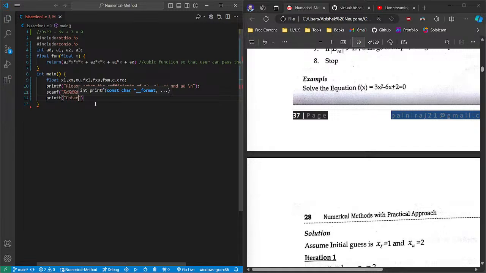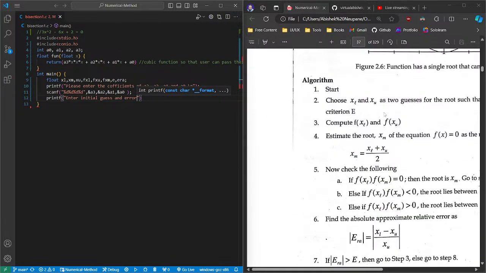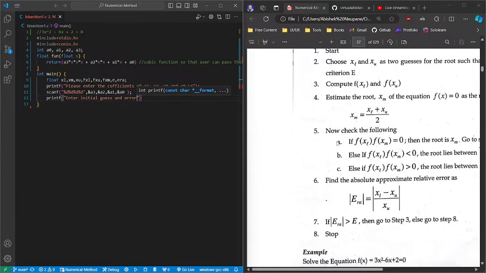Printf: enter initial guesses, and also ask for the error this time. Okay, and error. The user will enter that error, and after that the error will be compared with the absolute relative error, so that if the absolute relative error is greater than it, our program runs again and again. So let's terminate this line.